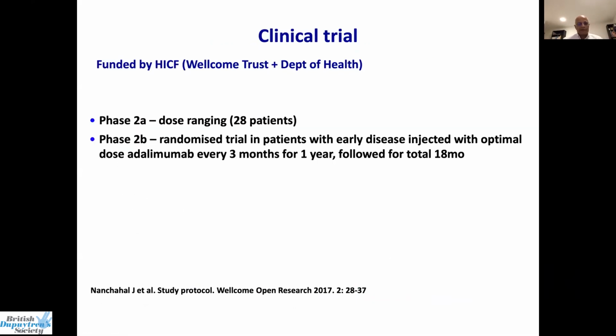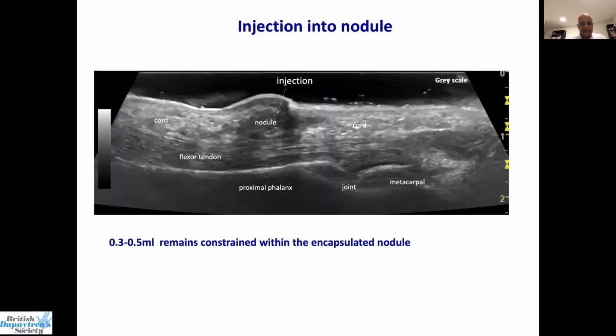So what about our clinical trial? This was in 2 parts: the phase 2A, which is a dose ranging, and I'll show you the data for those because they were published last year, and the phase 2B, which we're currently doing now. In the phase 2A, we took patients with disease which was at a point where they would benefit from surgery, and we identified nodules, and we injected the nodule directly with different doses of anti-TNF.